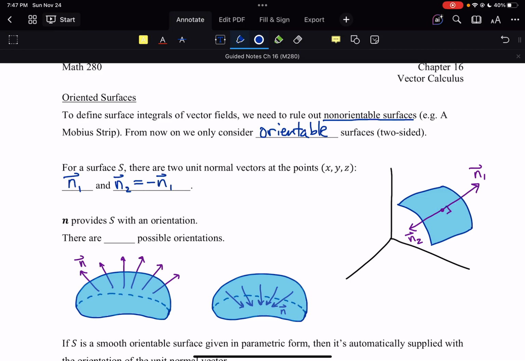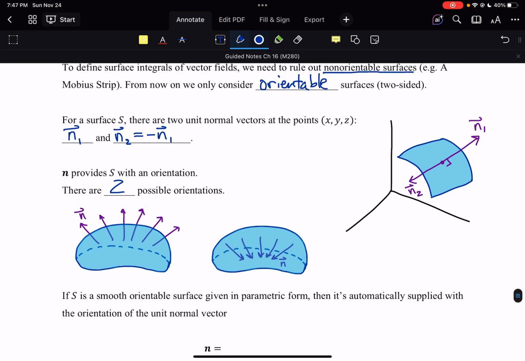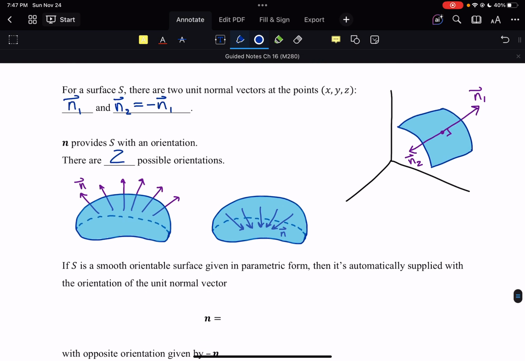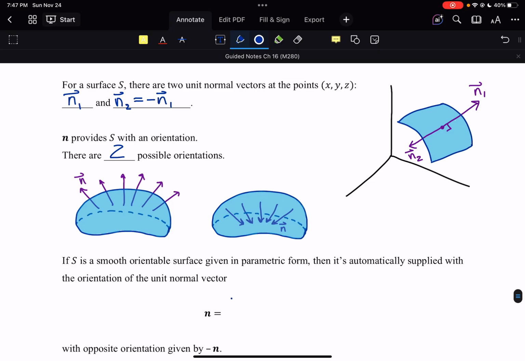And again, we can distinguish them because of this idea of one vector pointing out, one vector pointing in on this two-sided surface that we have. N provides S with an orientation, and there are two possible orientations. So if S is a smooth orientable surface given in parametric form, it is automatically supplied with the orientation of the unit normal vector. So our unit normal vector, n, is going to be r_u cross r_v over the magnitude of r_u cross r_v.